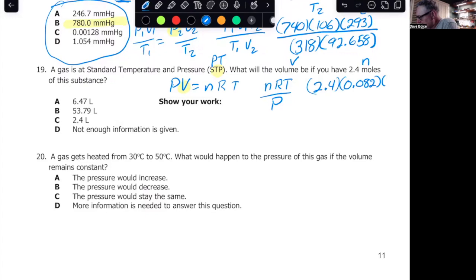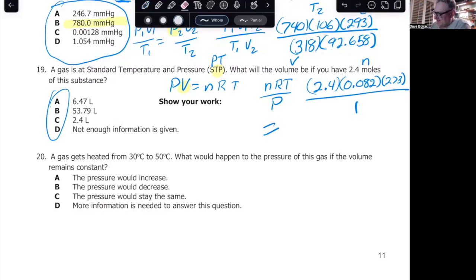And my temperature, I've got standard temperature and pressure. So 273 Kelvin, which is the same as 0 degrees Celsius. And then finally, pressure. Now, here's the cool thing. Since I chose ATM, that's 1, so I can basically ignore it and just put 2.4 times 0.082 times 273 into my calculator. And that is going to give me, again, this is multiple choice, and none of them are even close to each other. So let's just go ahead and tell you. That's going to be 53.79.